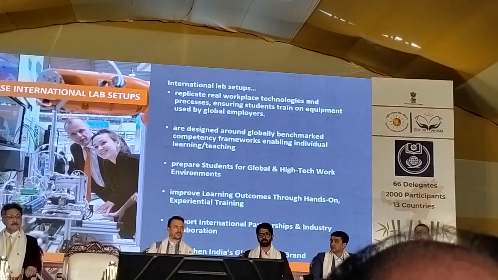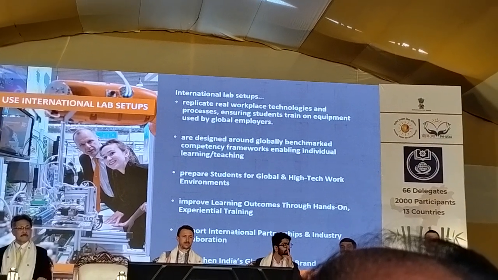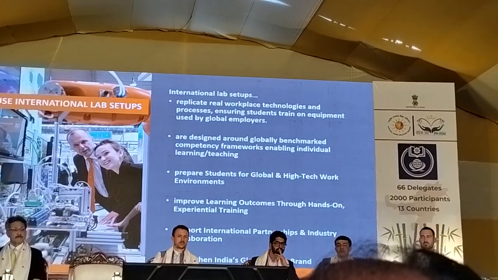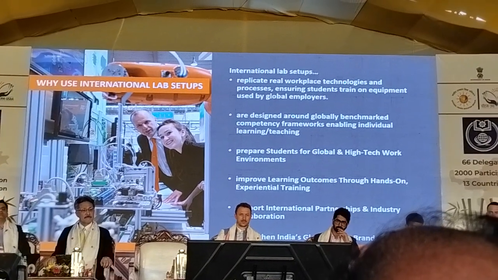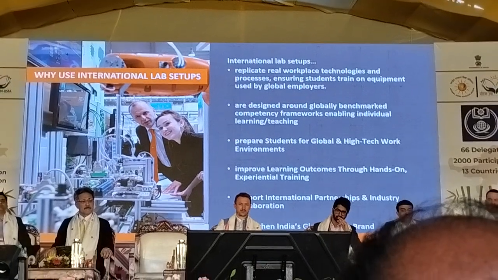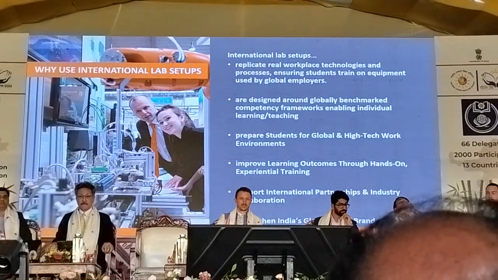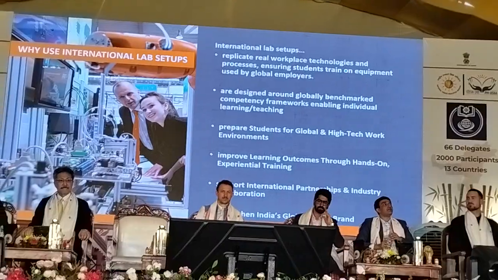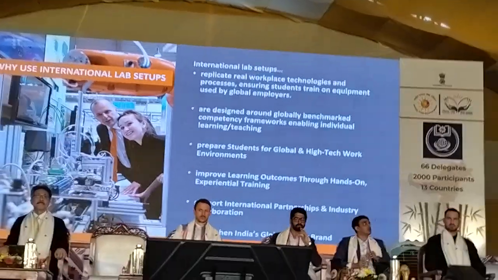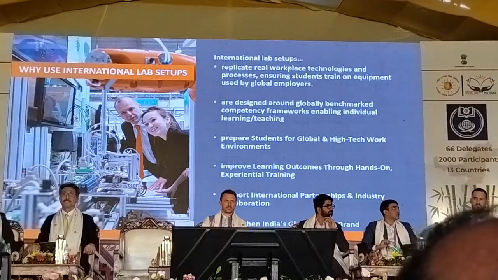Yeah. So the international lab setups. Why do we use international lab setups? Because it's very important to incorporate realistic systems or components, OEM components, which are out in the world and being used, so that the students get first-hand experience of what is actually there. It is not a simulation. You work with real components.